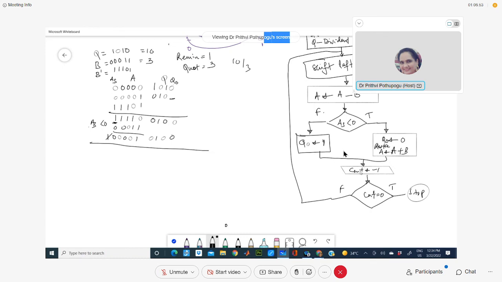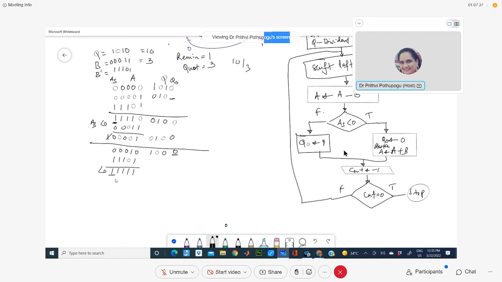Decrement the count. Next, again, because we didn't complete the iteration. Next, move AQ one more left shift. So 0, 0, 0, 1, 0, 1, 0, 0. Now this Q naught is vacant. Now add the 2's complement of B: 1, 1, 1, 1, 1. Again, this A is less than 0, so this Q naught will be 0.